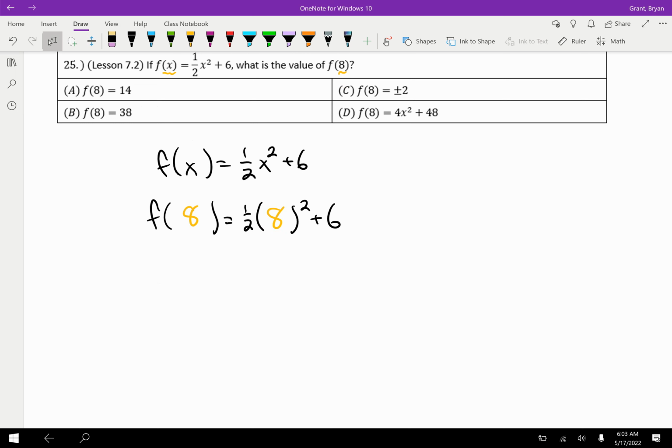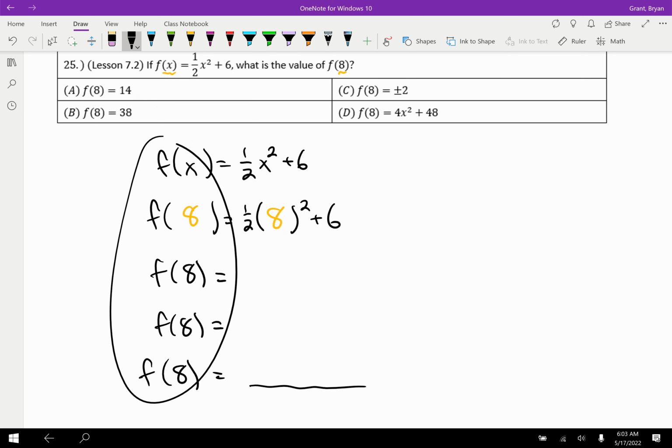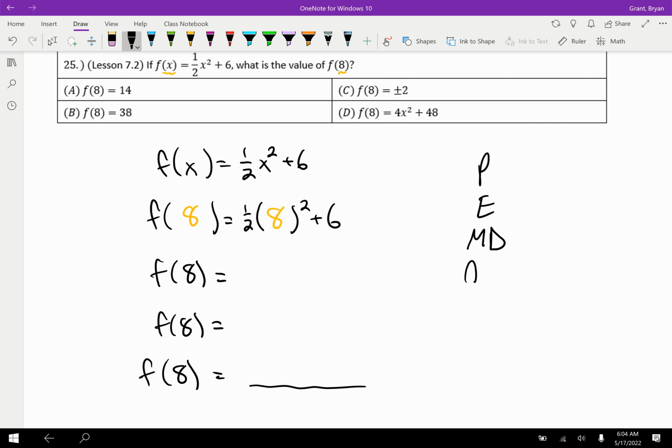Now, we are looking for the value of f of 8, which means my final answer down here will be f of 8 equals something, right? Each of these are just going to be f of 8s. And so, we don't need to do anything with the left side. That's our answer. We just need to simplify the right side. And whenever we simplify, it is PEMDAS. So the first thing we do is we look to see if there's anything inside the parentheses to do, but the only thing inside the parentheses is the 8, so there's nothing to do with the 8.